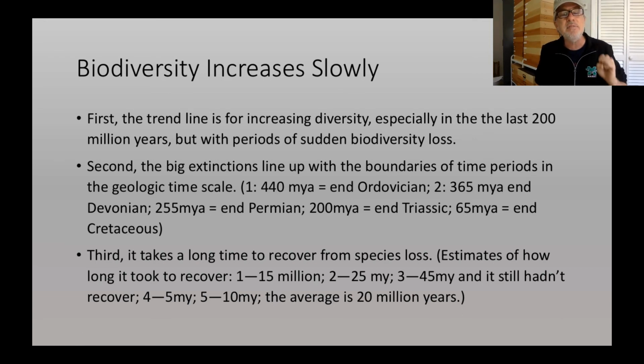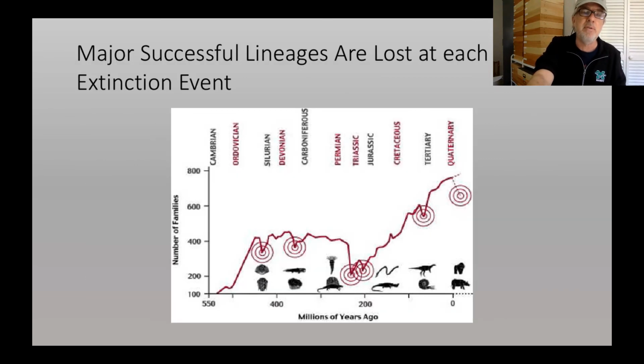Third, it takes a very long time to recover from species loss. The estimates of how long it took to recover are: for the first, 15 million years; for the second, 25 million years; for the third, 45 million years; for the fourth, 5 million years; and for the fifth, 10 million years. And the average of those is 20 million years. So it takes quite a while for species loss to be recovered.